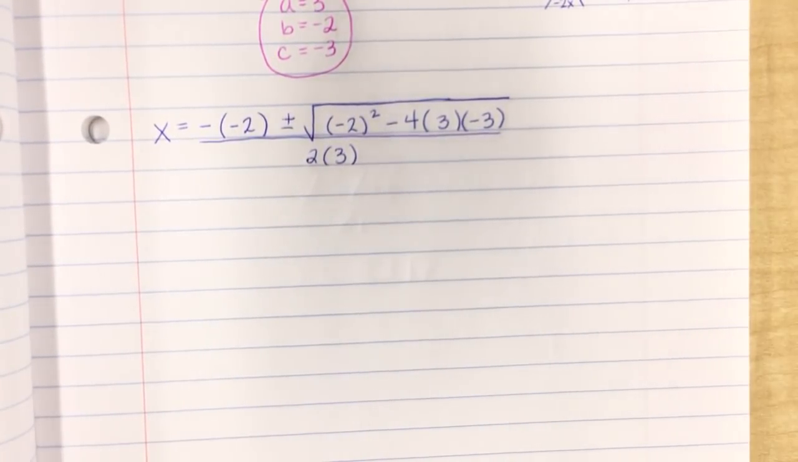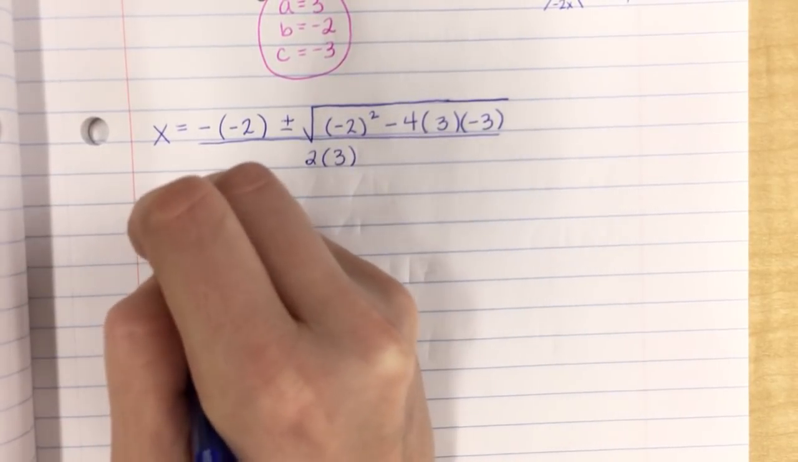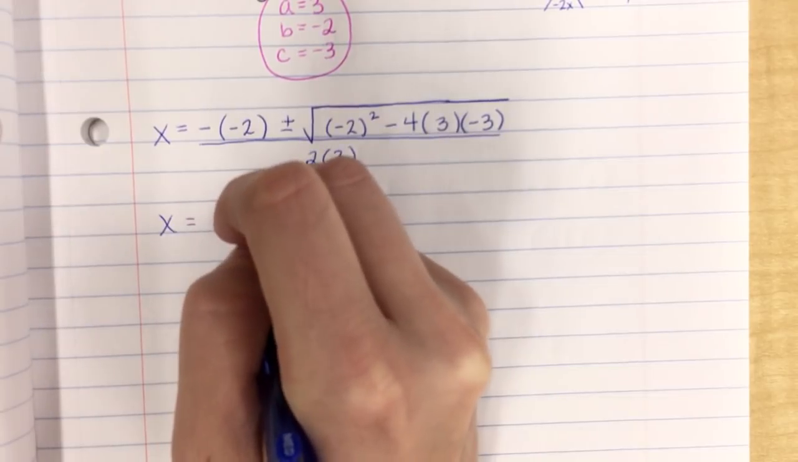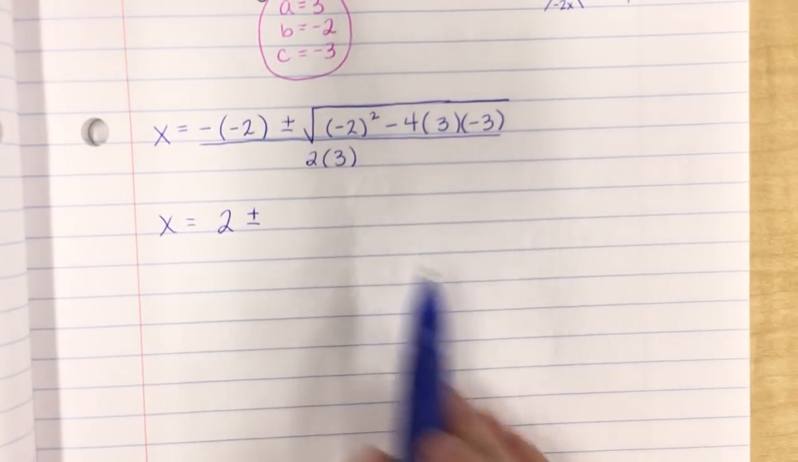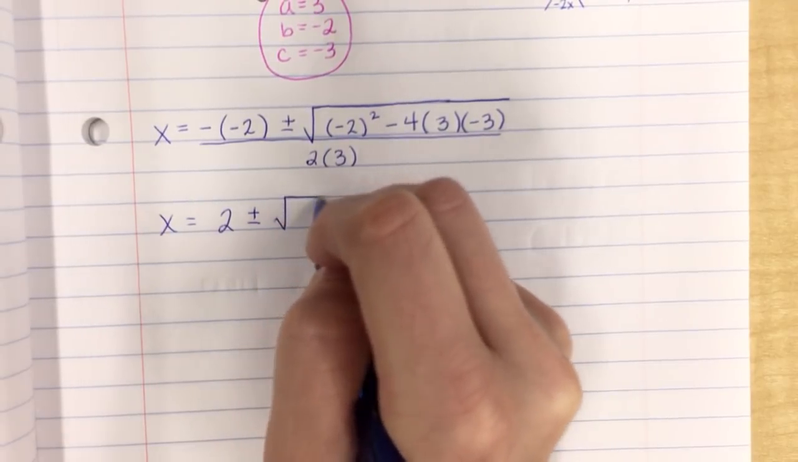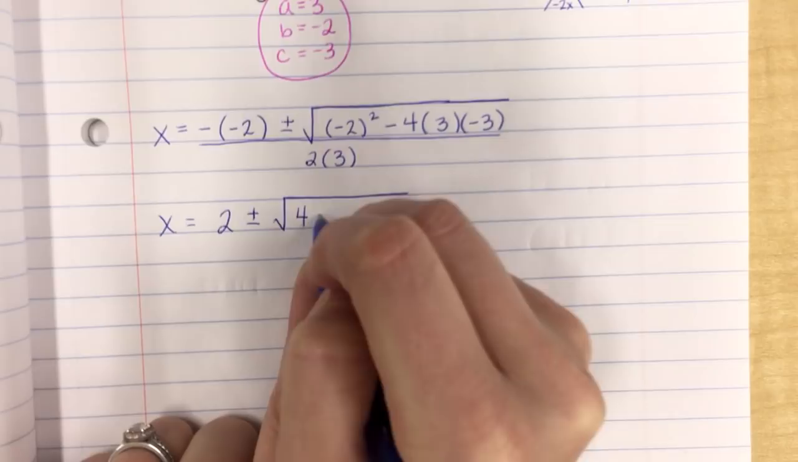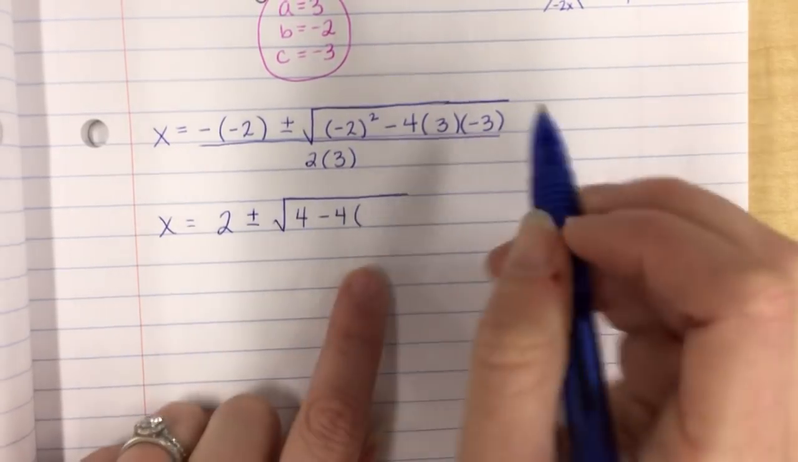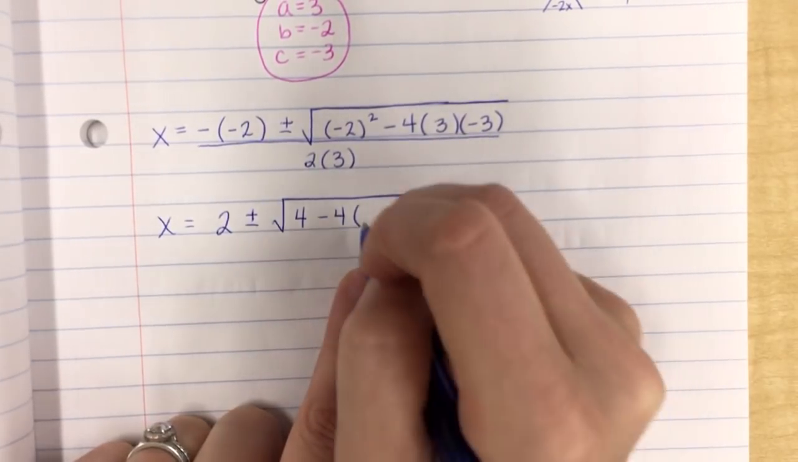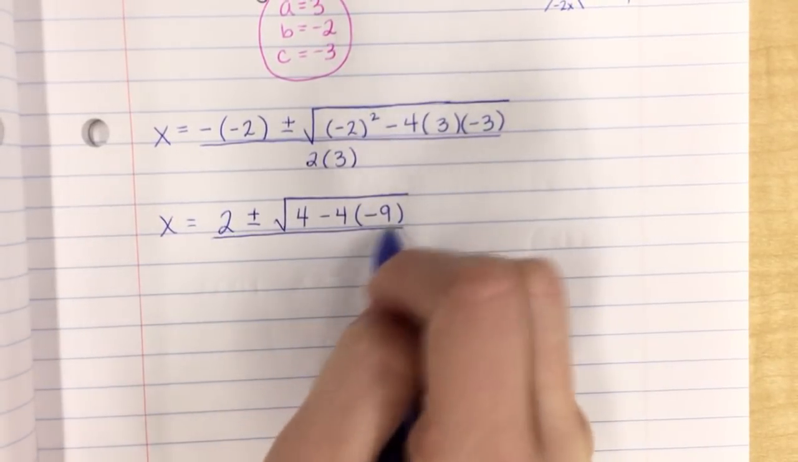All right, let's go ahead and start simplifying this. We have a negative times negative 2, which leaves us with a positive 2. Then we have that plus or minus sign. Negative 2 quantity squared, oops, sorry, got to draw my radical first. Negative 2 quantity squared is positive 4 minus 4 times, looks like negative 9, all divided by 6.